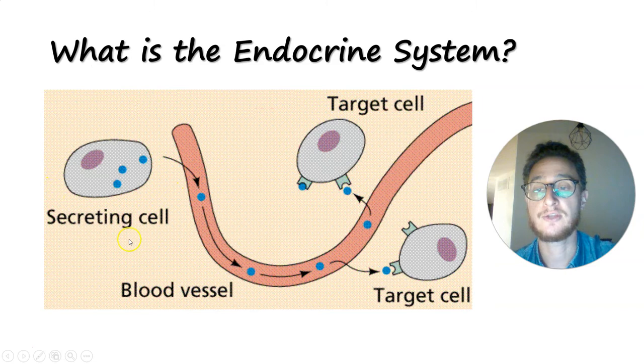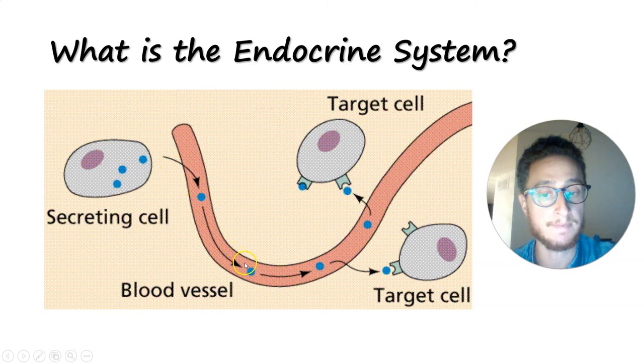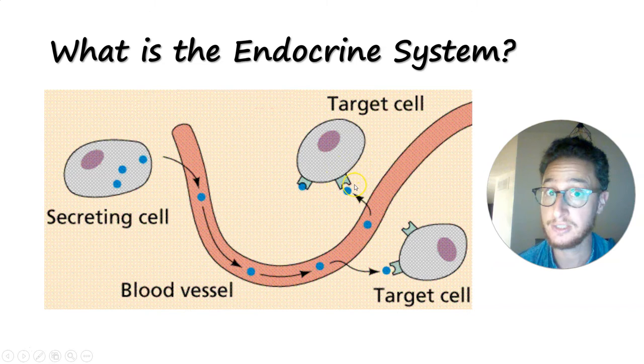The endocrine system is going to consist of glands, and inside of those glands, they'll be secreting cells. And what are they secreting? Well, they're going to be secreting hormones directly into the bloodstream. And when the hormones reach different organs, and remember, the blood goes everywhere to every cell in your entire body, some of those cells are going to be producing the appropriate receptors, which are going to lock into those hormones and can therefore change the behavior of those cells.